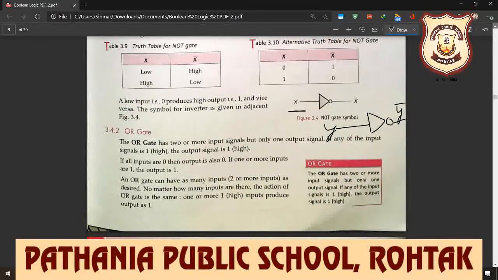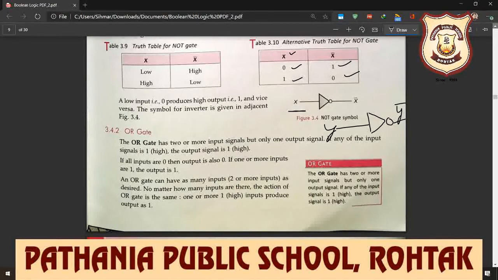Now we learn the truth table of this NOT gate. Only one variable is there, x, y, any name of the variable. Here we take one variable name x. So in this truth table you can write down 0 1, and in the NOT gate 0 always converts to 1 and 1 always converts to 0 here.